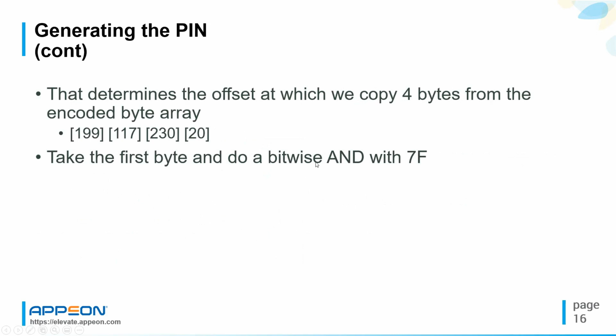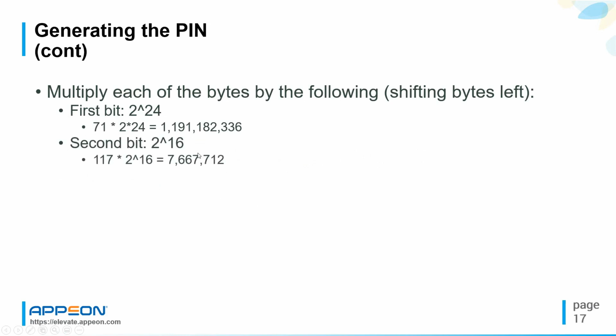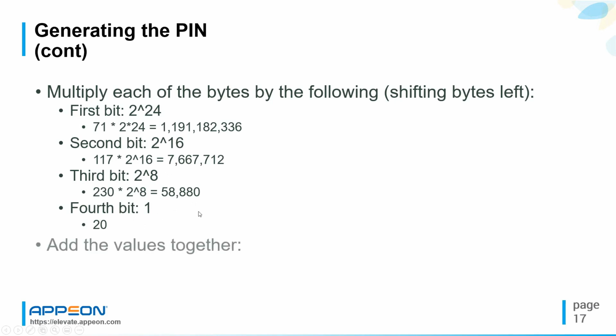We take the first byte of that and we do a bitwise AND with 7F. And that gives us 71. And then we multiply each of the bytes. So we have the 71 that we just calculated, and we multiply it by 2 to the 24th. We take the second byte, multiply it by 2 to the 16th. The third byte, multiply it by 2 to the 8th. And the fourth byte, we just take as it is. What we're doing is we're left shifting the values, essentially. If you had them in binary format, that's what you would be doing. You would be bit shifting them, and then we add these together.